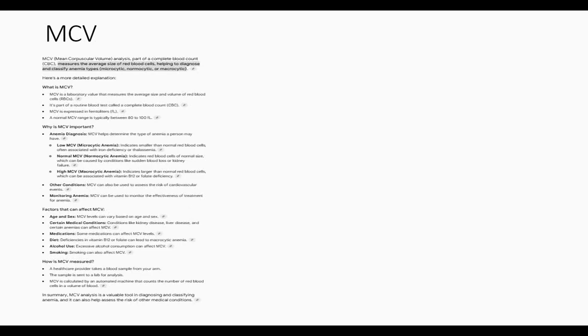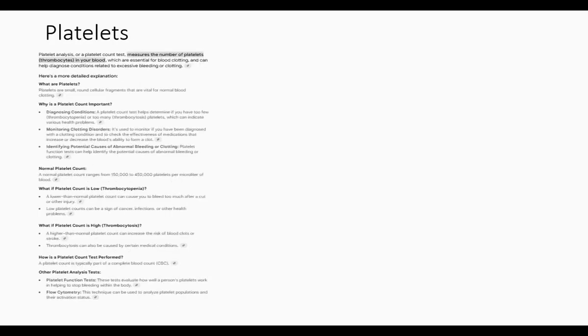MCV, this is your mean corpuscular volume. This is part of the complete blood count. CBC measures the average size of red blood cells. What is MCV? This is a lab value that measures the average size and volume of red blood cells, RBCs. Why is it important? Anemia diagnosis. Factors that affect MCV: age and gender, certain medical conditions, medications, diet, and so on.